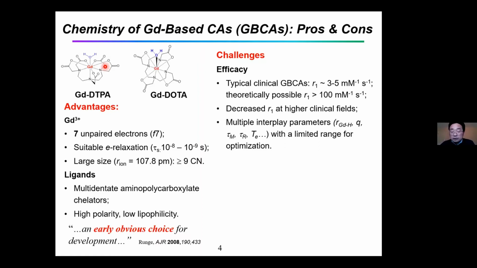And in order to optimize the efficacy, or the sensitivity, or the relaxivity more specifically, we have to optimize many molecular parameters. These parameters include the distance between gadolinium and the protons of the bound water, the water exchange time, the rotation time, and electron relaxation time, and so on and so forth. And not to mention, there's also second sphere and outer sphere relaxation mechanisms, which were beautifully summarized by the previous speakers.